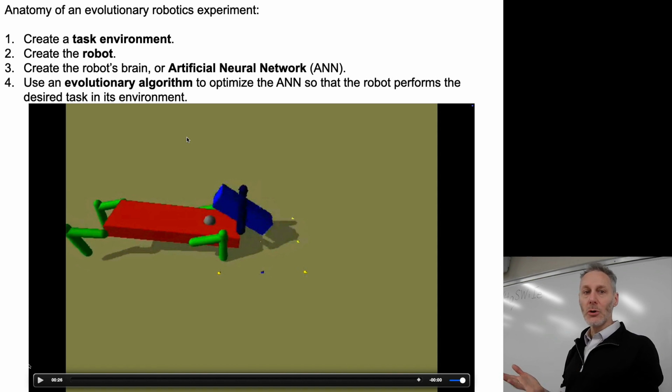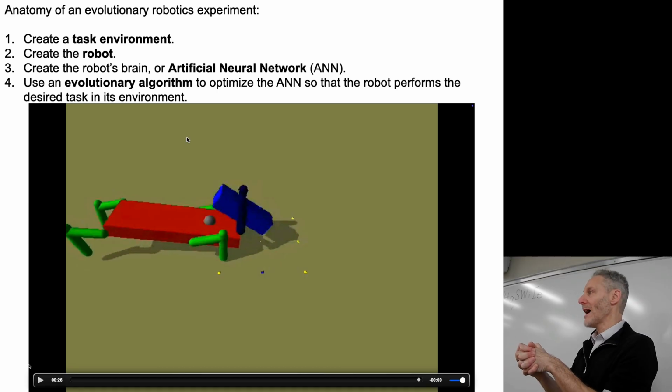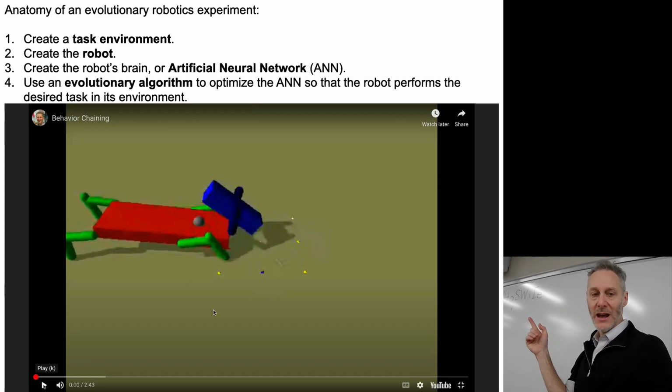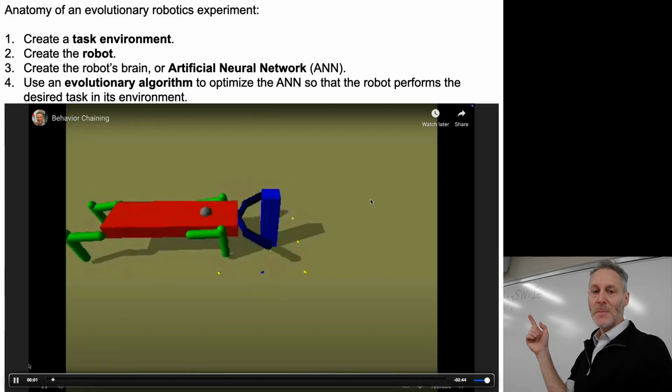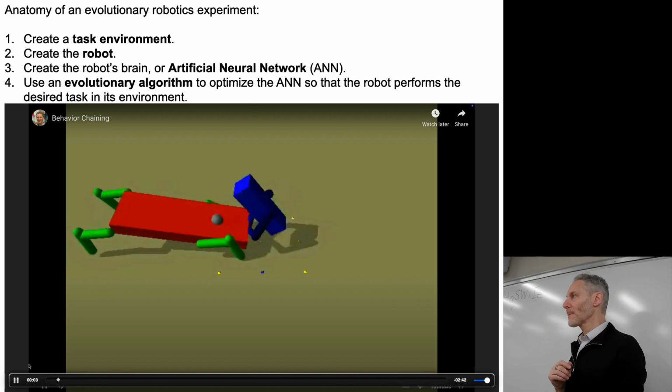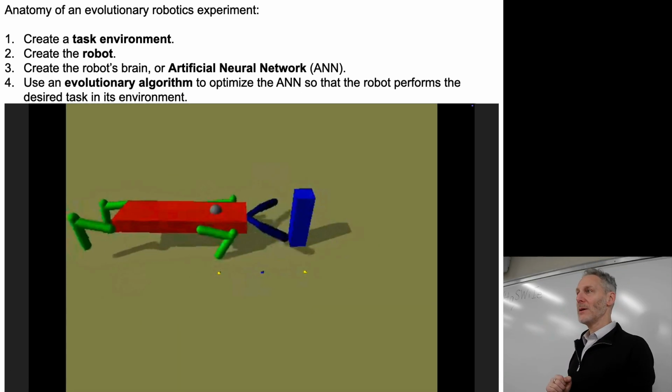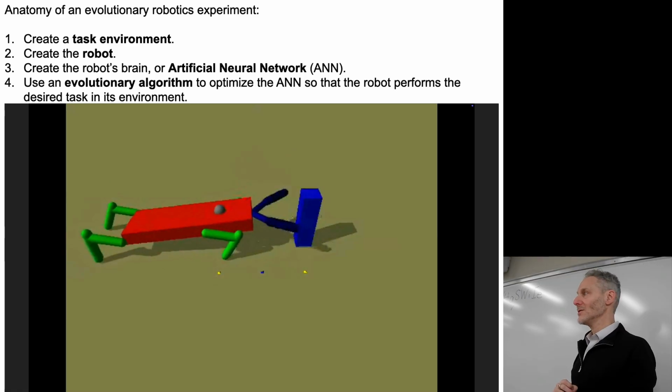Okay, so we need a robot, its brain, the task environment, and finally, we wrap an evolutionary algorithm around these 3 components. For the moment, that's going to be an evolutionary algorithm. Here's the evolutionary algorithm in action. I'm going to show you a second video now, and this is sped up even more. It's the same experiment, but a little bit later in time. What's happening now? What's changed?